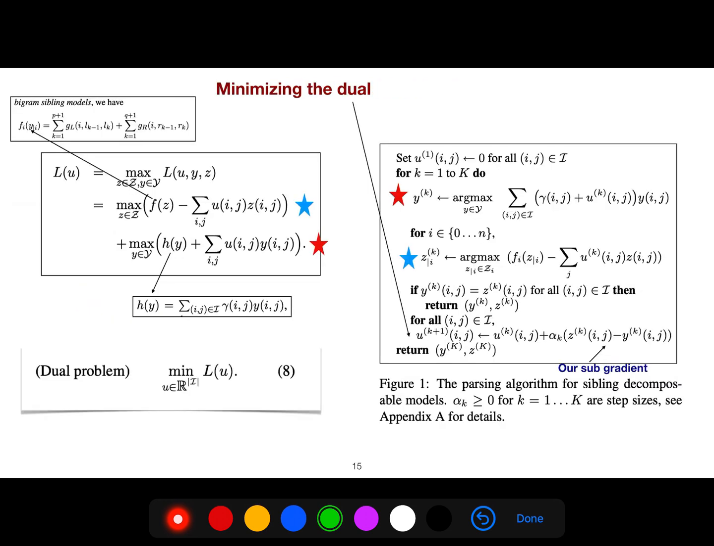So we are minimizing the dual. As I said, it should be related to the Lagrangian multipliers, so we use our Lagrangian multipliers. This is the subgradient that you calculated for yourself, and we want to minimize our dual problem. It's like maximizing the primal problem. And you see that we maximize this. This is the y and this is the z optimization, and we iterate all of them until convergence.